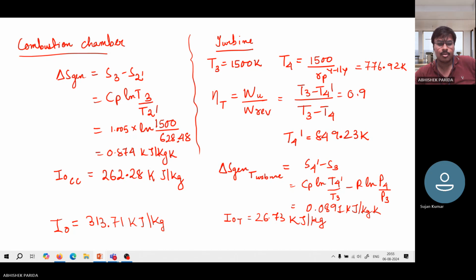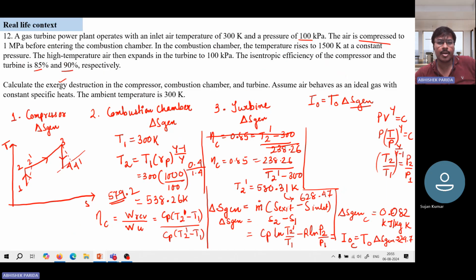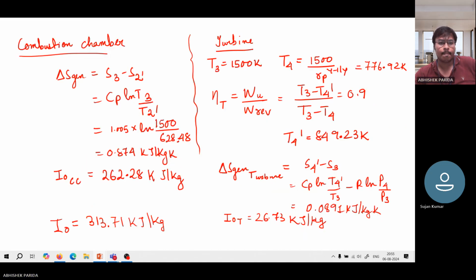Okay. And just imagine if the isentropic efficiency drops further and further from 85% and 90%, there will be further exergy destruction. So this is all how it is done in the industry. Okay.